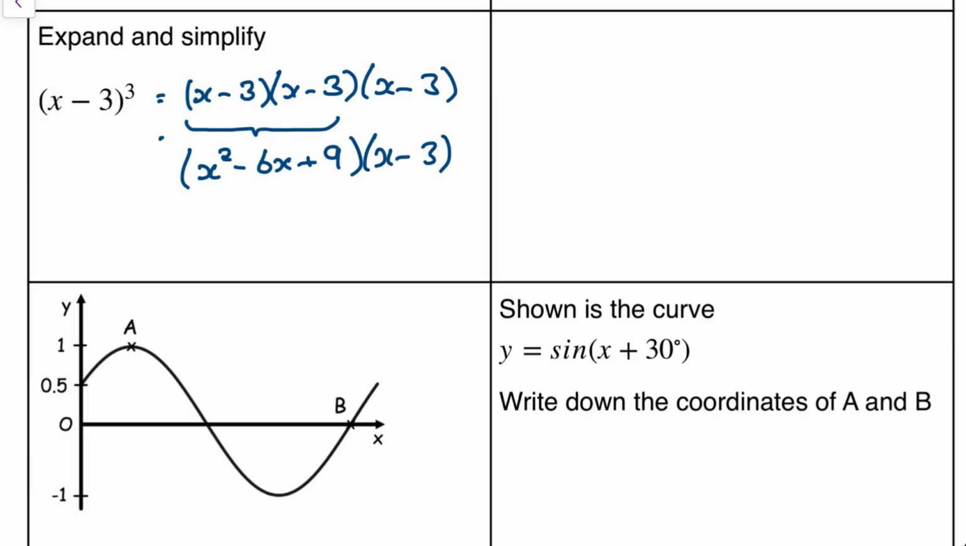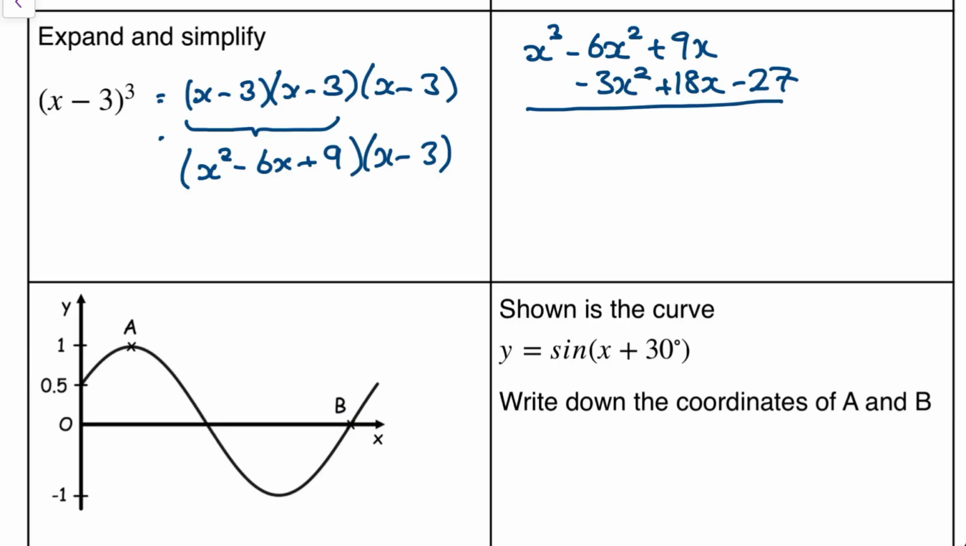Now the way I lay it out helps me do the next step. So x squared times x is x cubed. Minus 6x times x is minus 6x squared. 9 times x is 9x. And now let's do the minus 3. So minus 3 times x is minus 3x squared. Minus 6 times minus 3 is plus 18x. And minus 3 times 9 is minus 27.